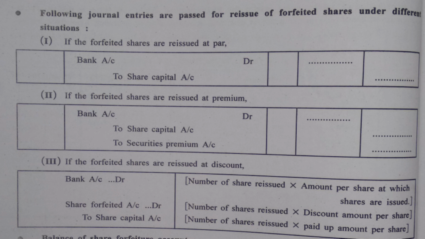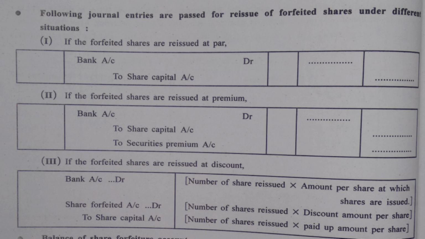Okay, if the forfeited shares have been reissued at par, you obviously know the meaning of the word par. This is the journal entry in such case. Bank account debit to share capital account. It is reissued at par, it is reissued at face value. Then if it is issued at premium, then bank account debit to share capital. Of course, here the amount of share will appear, and here to securities premium account the amount of premium.